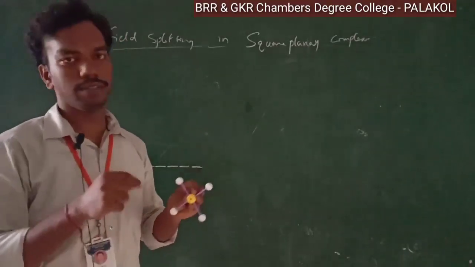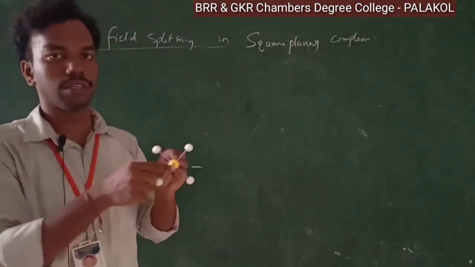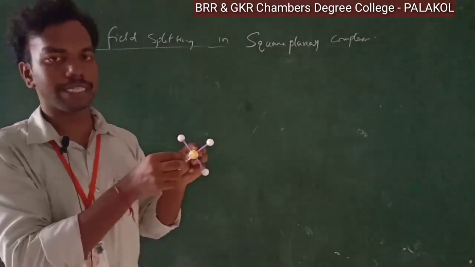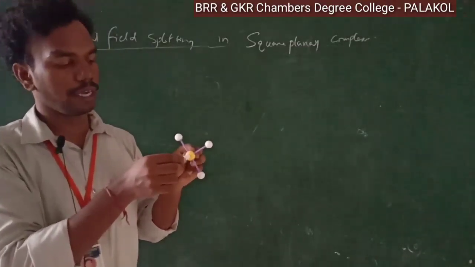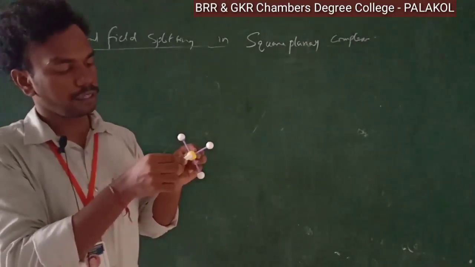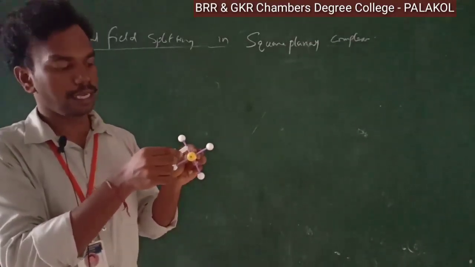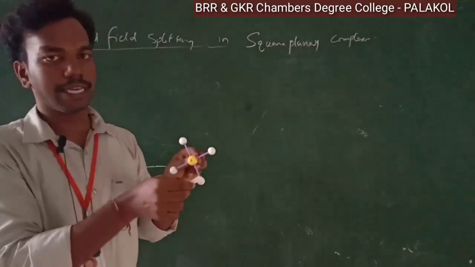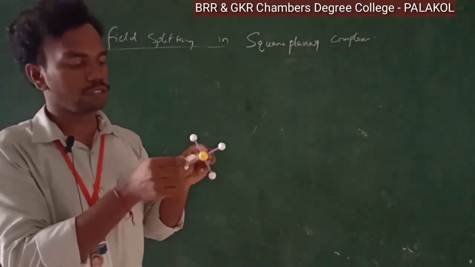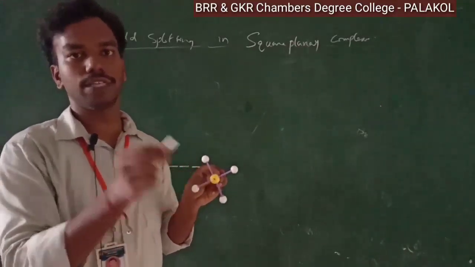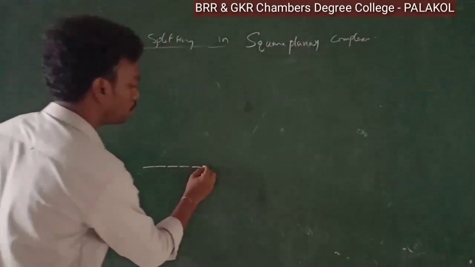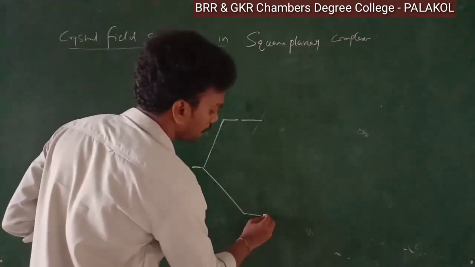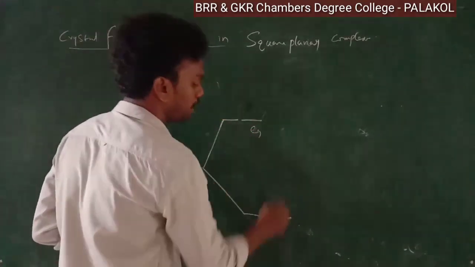Now G. This square planar complex has a center of inversion. If you take a point at the center, here you can find one ligand, and at the same distance in the opposite direction, you can find another ligand. That means the same ligands are at equal distance with respect to this point. So this complex has a center of inversion, so you can use G. Which set of orbitals has higher energy? The Eg set has higher energy, and the T2g has lower energy.